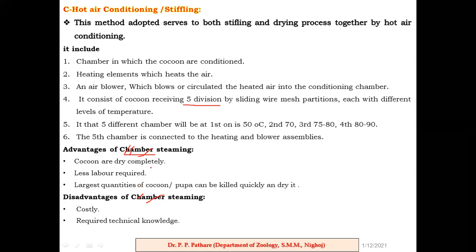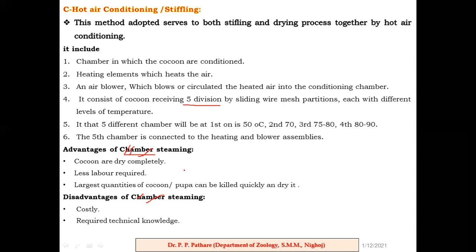First one, cocoons dry completely. Second one, they do not require a large number of laborers. And next advantage, the largest quantity of cocoons or pupae can be killed quickly, plus the largest number of cocoons can be dried by using hot air conditioning.